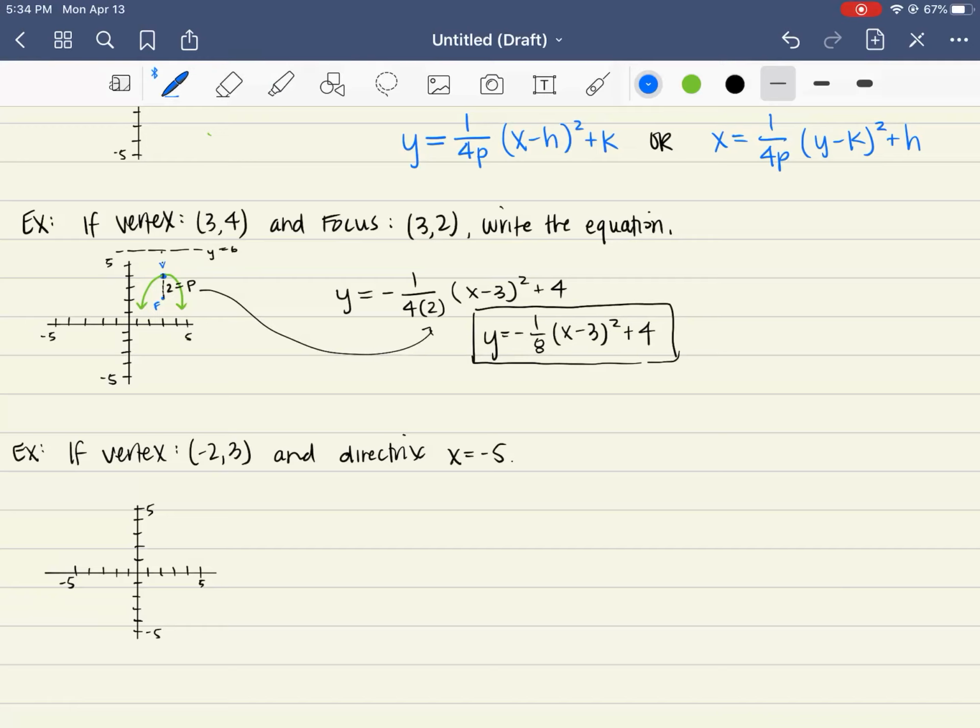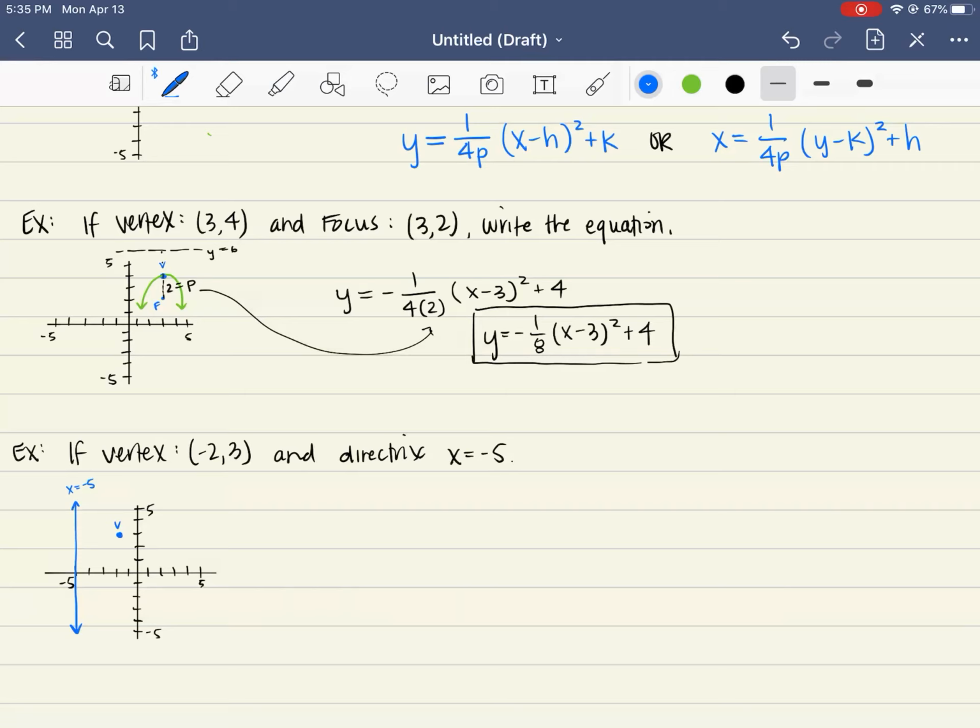So let's go for the vertex first. Negative 2, up 3. 1, 2, 3. Cool. And again, I'm going to put a little v by it so I know that's my vertex. Then my directrix is at x equals negative 5. Now remember, x equals would go up and down, right? Undefined slope. So my directrix is actually right here. That guy's x equals negative 5.